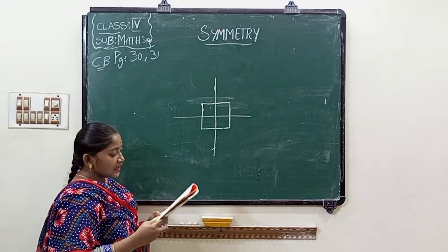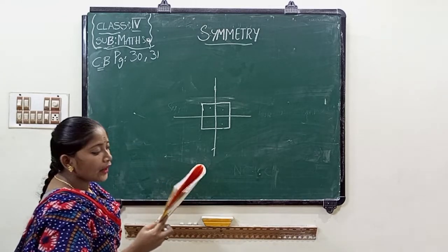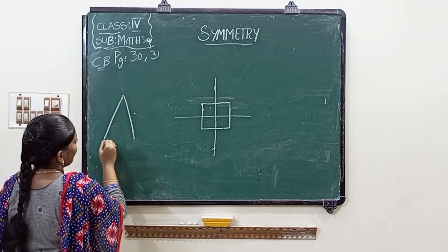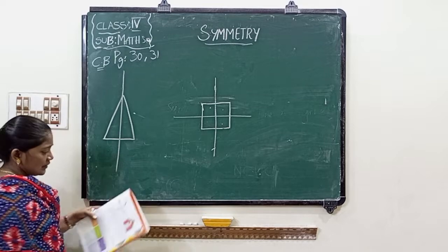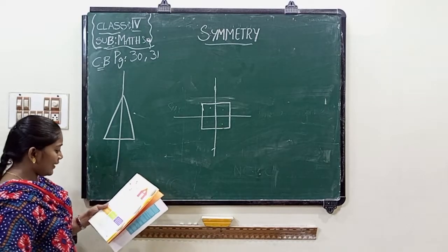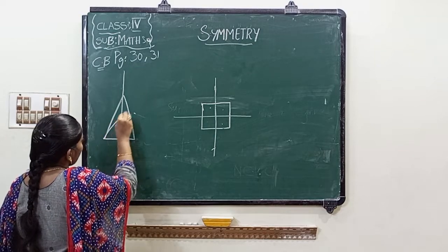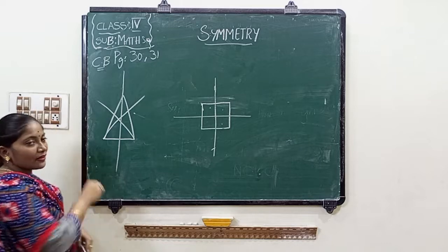Now next, can any figure have more than two lines of symmetry? Look at these examples. For example, they gave a triangle, and this side is a line of symmetry. We can draw like this, and it is another line of symmetry. And this side also, this is another line of symmetry.